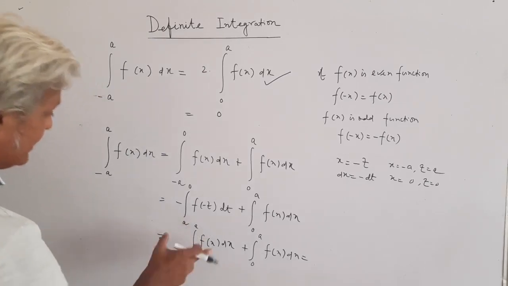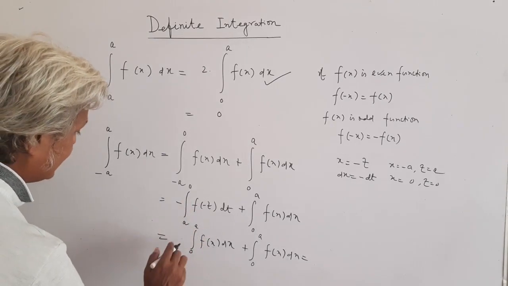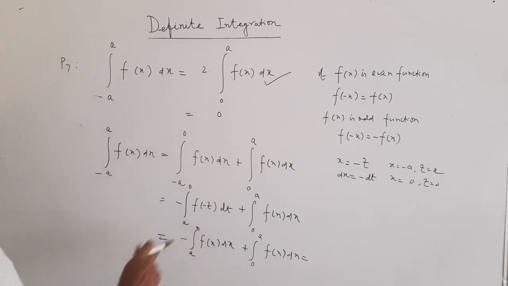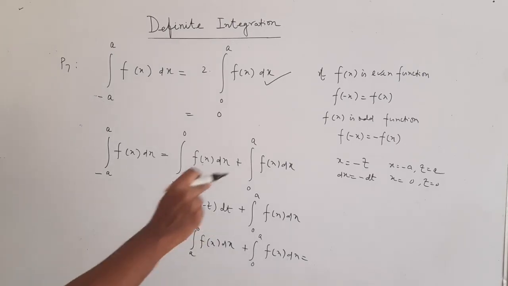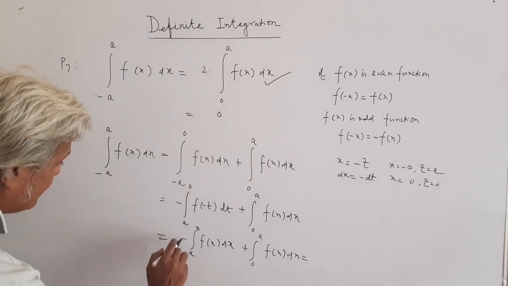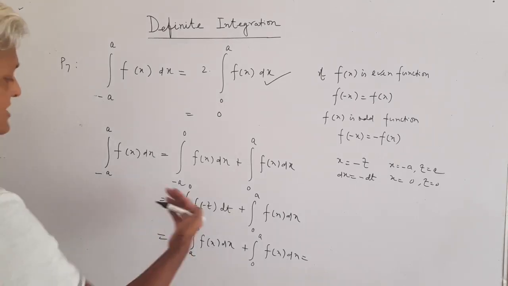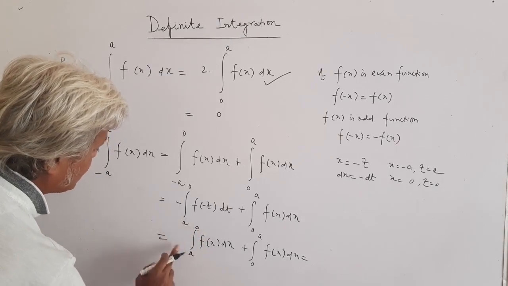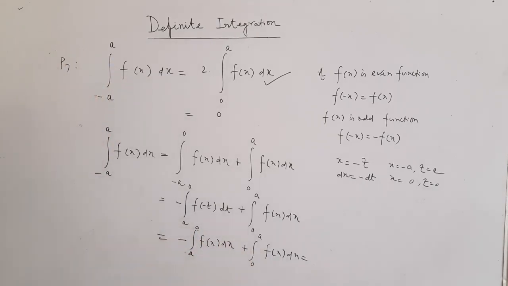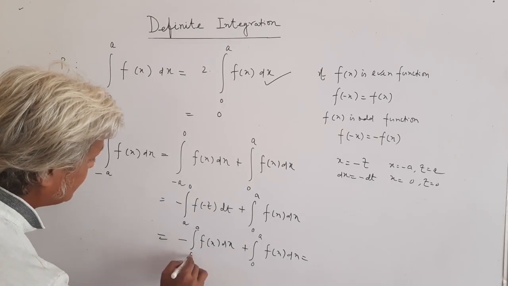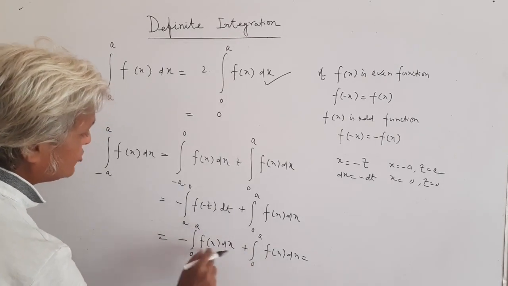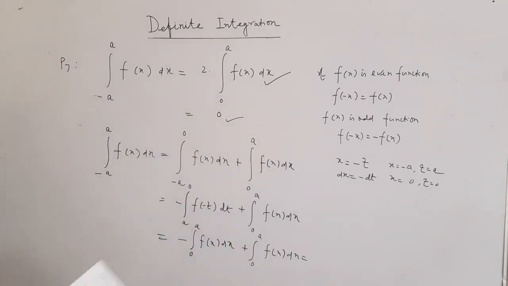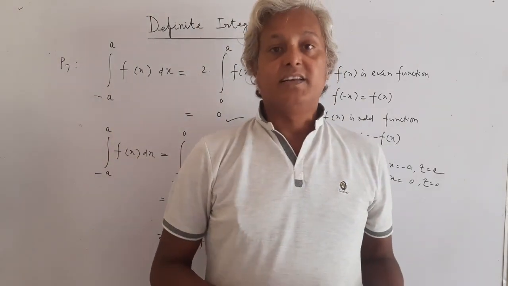Now again I return back to the original condition that there is a minus here and this is a to 0. But if f(minus t) is minus f(t), then this will become plus, right? Now if you interchange the limit again, this will become 0 to a and this plus will become minus. Now these two are equal and opposite, so these two cancel, and this will become 0. So this is how these properties of definite integration work.